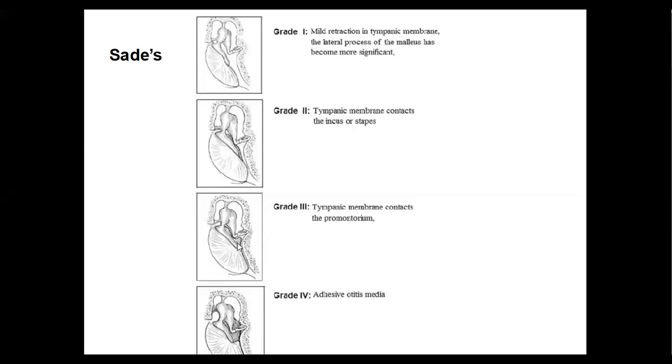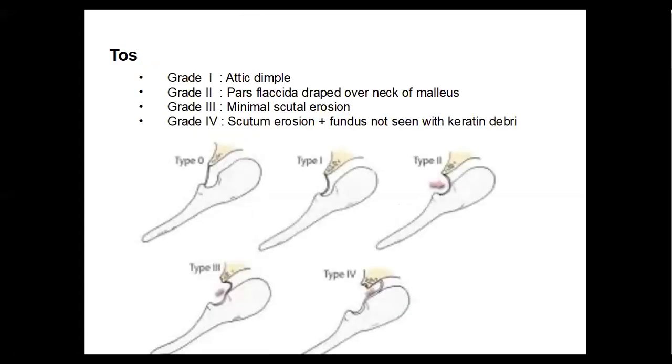In grade 3, what happens is the pars tensa goes and touches the promontory. But the only differentiation between grade 3 and grade 4 is that in grade 3, on Valsalva maneuver, on sigillization, you can elicit the movement of the tympanic membrane. Whereas in grade 4, the entire pars tensa is draped onto the promontory. So even after sigillization, there won't be any movement of the pars tensa. That is the time you call it grade 4 retraction, or you can also call it adhesive otitis media.